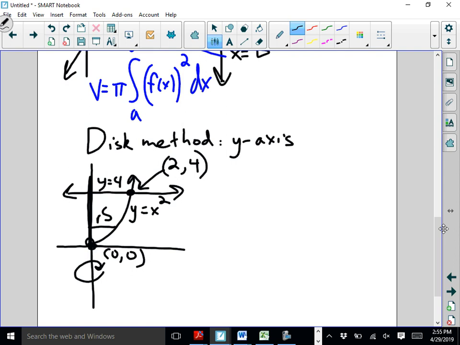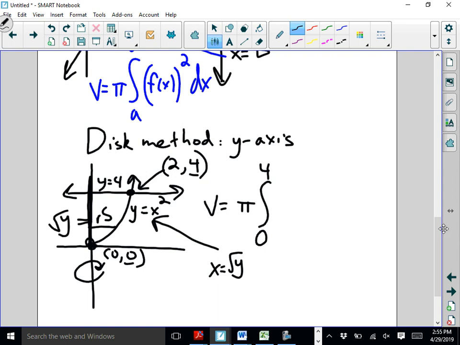My volume is going to be pi times the integral. Instead of going left to right, 0 to 2, it has to go from bottom to top, so it has to go from 0 to 4. My radius is not x squared, because the other shift I have to make is I have to solve this function in terms of x. So x would equal root y. There's only one radius here, and my radius is root y.